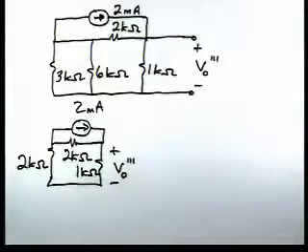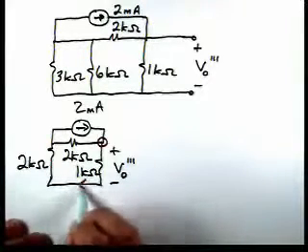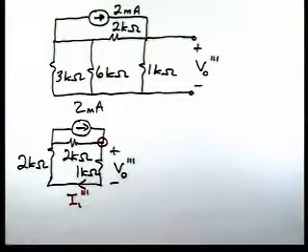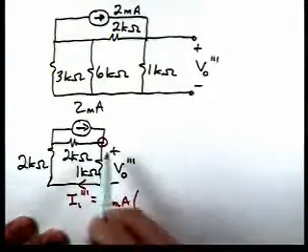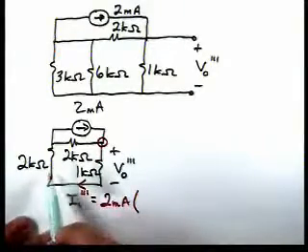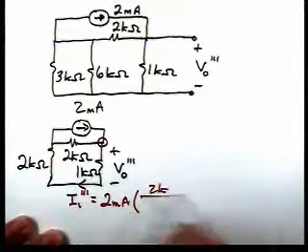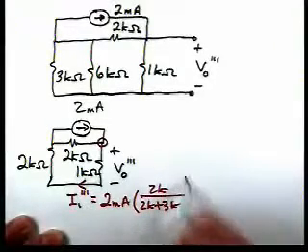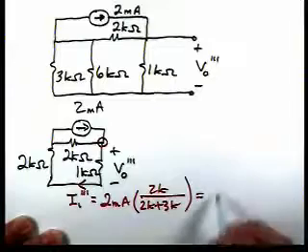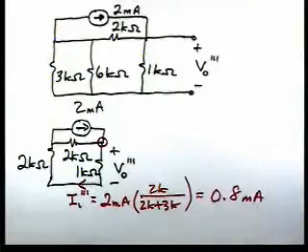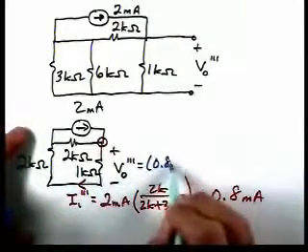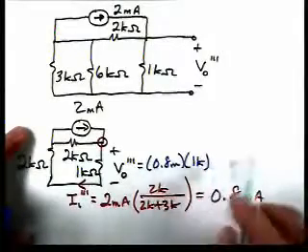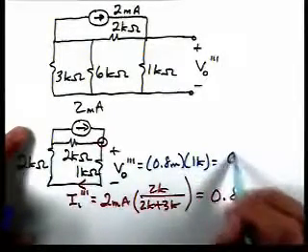Now again, we have a current divider at this node. I'm going to define this current as I1 triple prime, and that's equal to 2 milliamps. And we have 3K in this path, 2K in this, so we have 2K over 2K plus 3K, which says that I1 triple prime is 0.8 milliamps. So then V0 triple prime is 0.8 milliamps times 1 kiloohm, which is 0.8 volts.